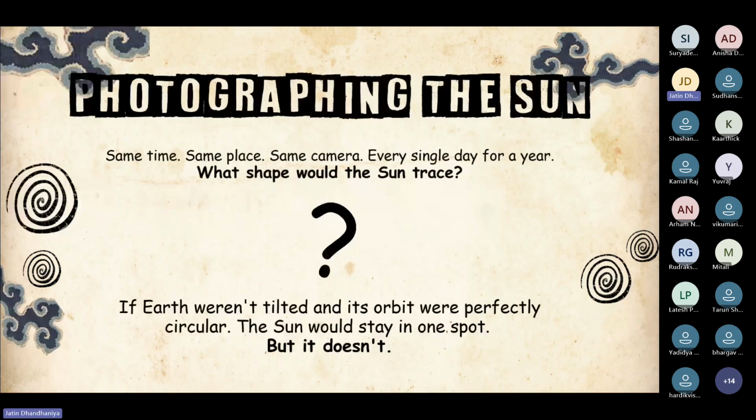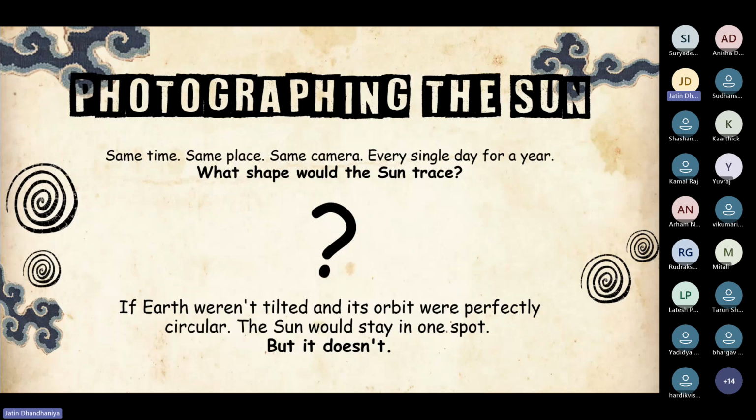Now let's photograph the sun. Why? Just because. Same time, same place, same camera. Every single day for a year. What shape would the sun trace? Now, if the Earth were tilted and its orbit were perfectly circular, the sun would stay in one spot. That is the mean sun.